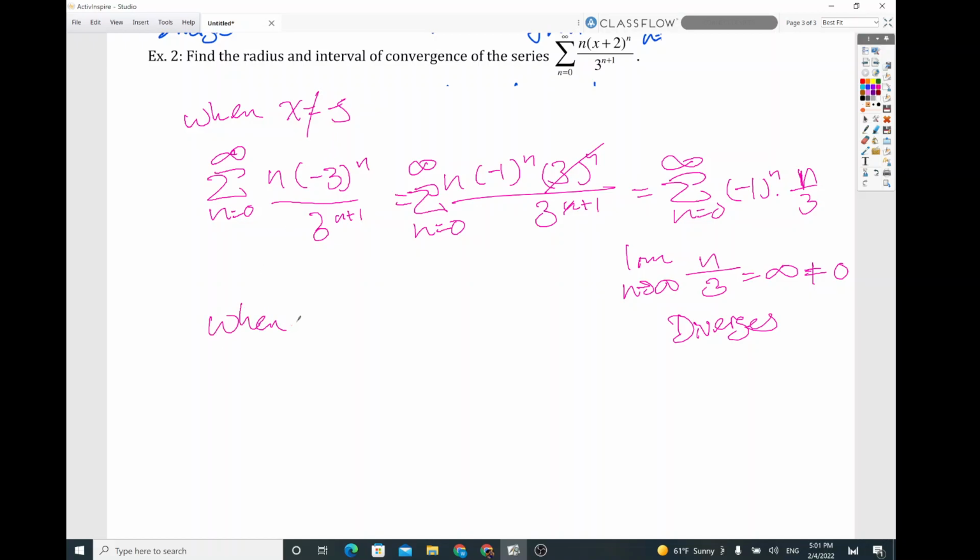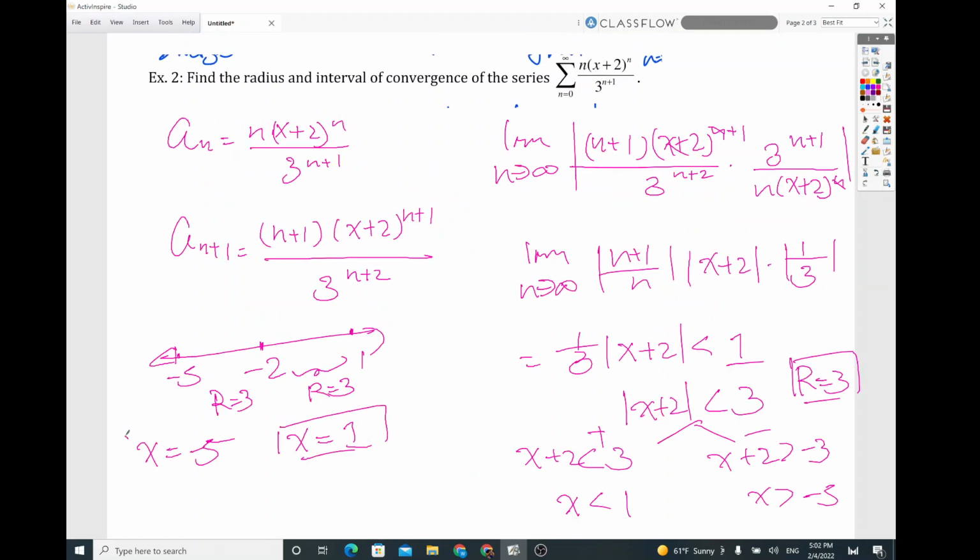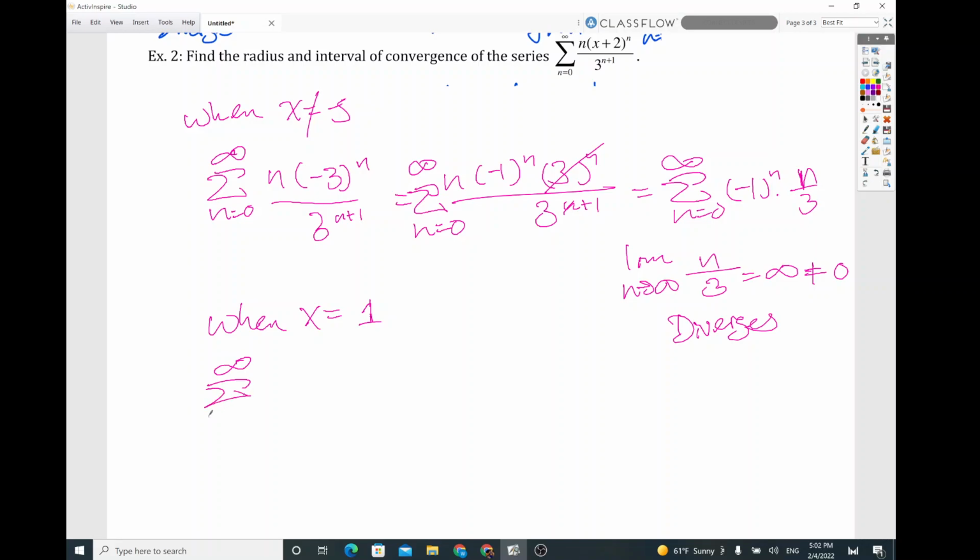So now, the next one. Let's verify the other endpoint. Because the center is right at -2, the other side is at x equals 1, excuse me. Okay, let's check that, back to the previous page. It is at 1. We just verified the one at -5. Now verify the one at x equals 1. So sigma, n equals 0, of n times -1 plus 2, which is 1, to the power of n, over 3 to the power of n plus 1.